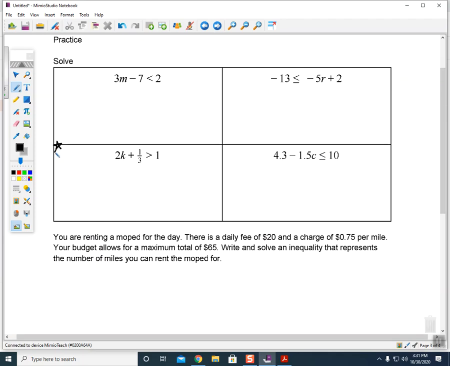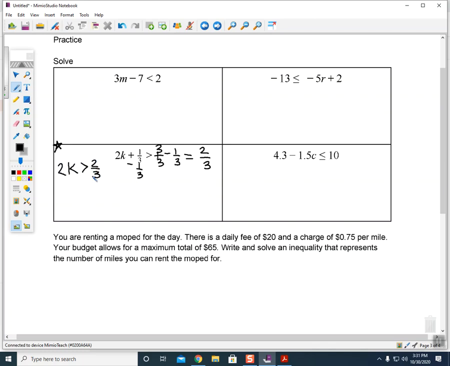So I've got 2k plus 1/3 is greater than 1. If I want to get k by itself, I'm going to first need to subtract 1/3 from both sides. How could I rewrite 1 as a number over 3? Well, I know that 3 divided by 3 is 1, so I could take 3/3 minus 1/3, which is just going to be 2/3. So now I have 2k is greater than 2/3.